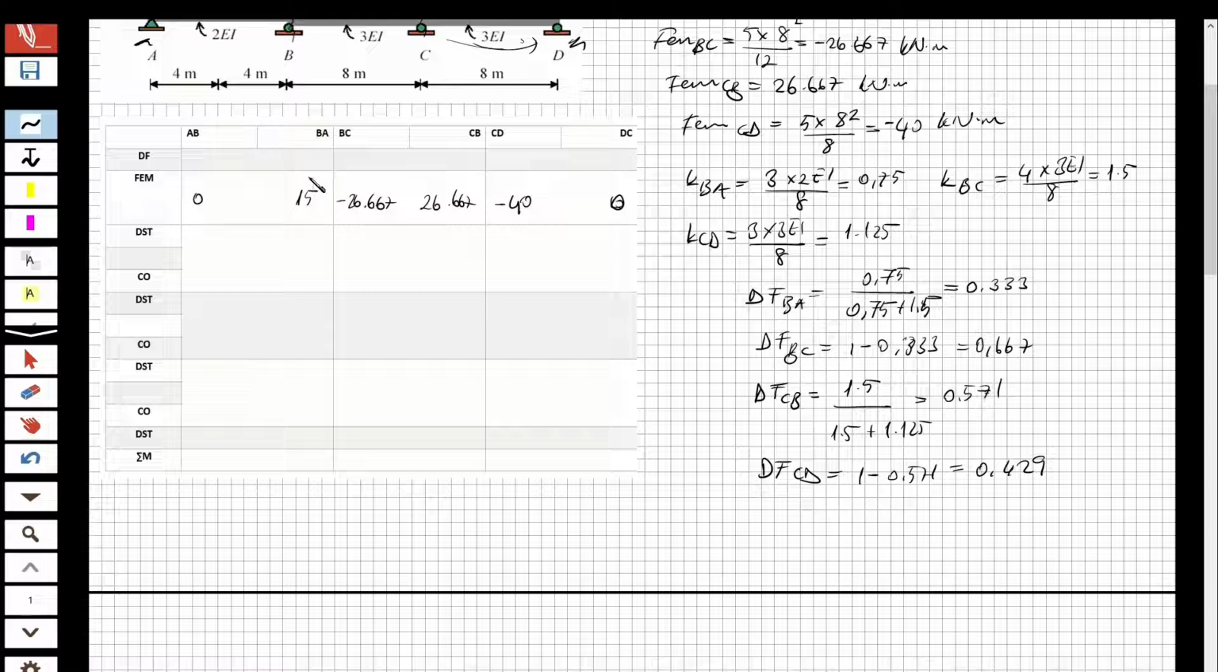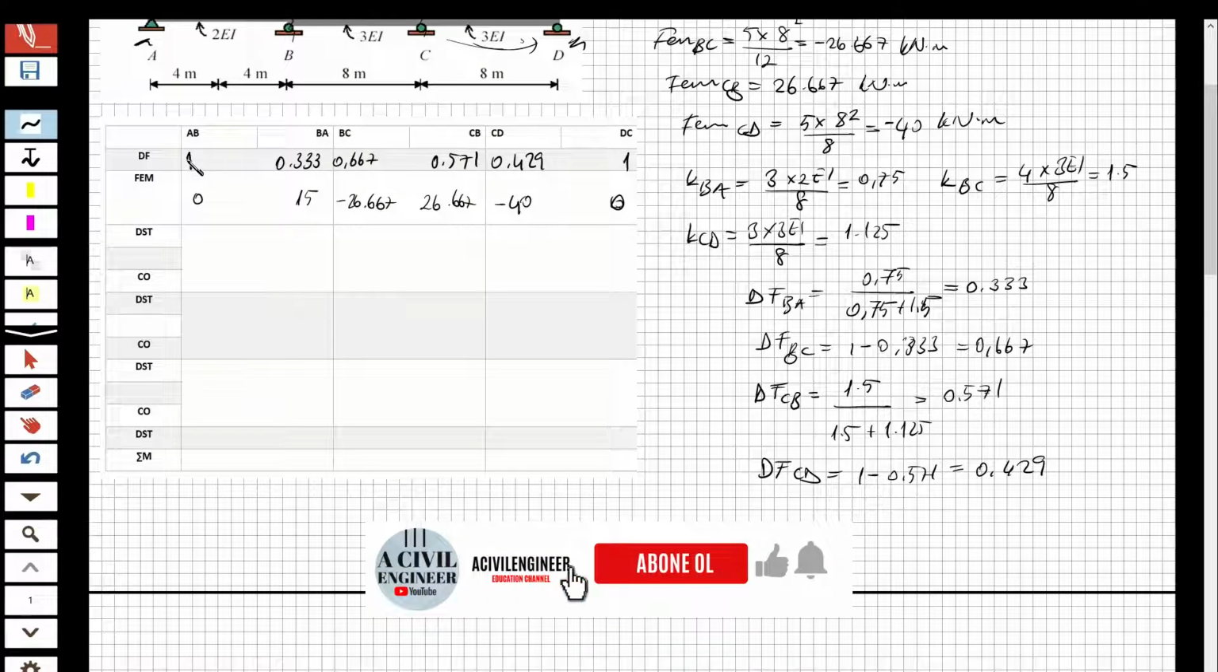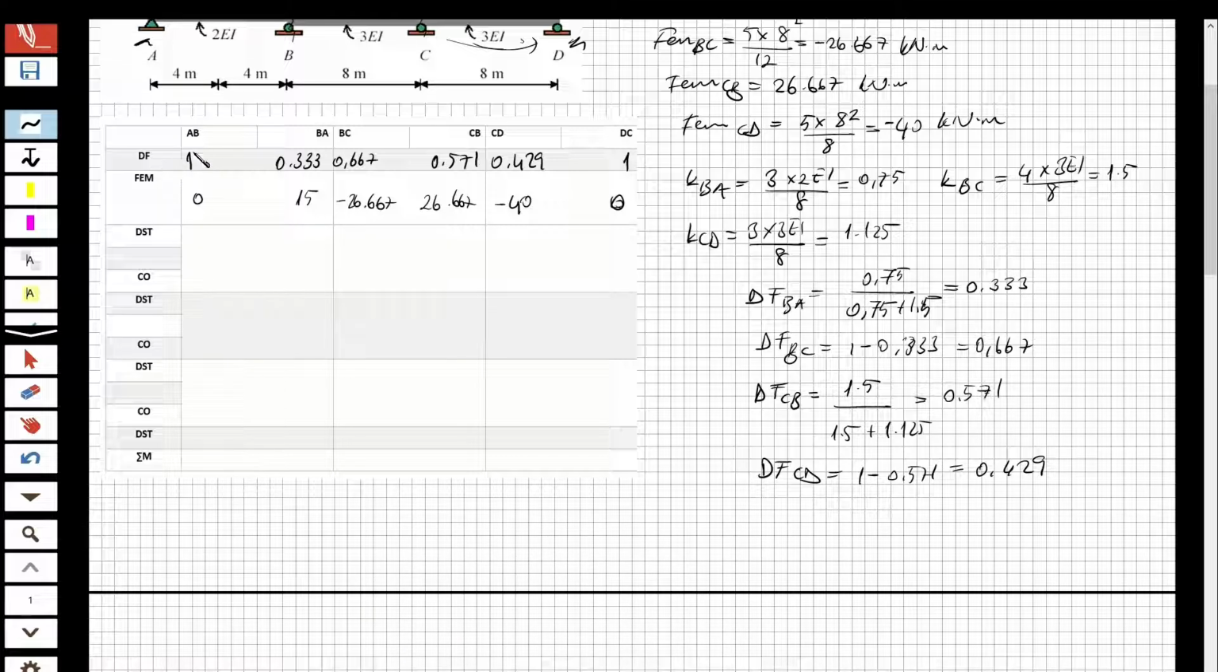Let's write them in their own places on the table. For example, for BA, 0.333, 0.667, and this is 0.571, and this is 0.429, and this is 1, and this is 1, because this is simply supported, and the distribution factors for both ends are 1.